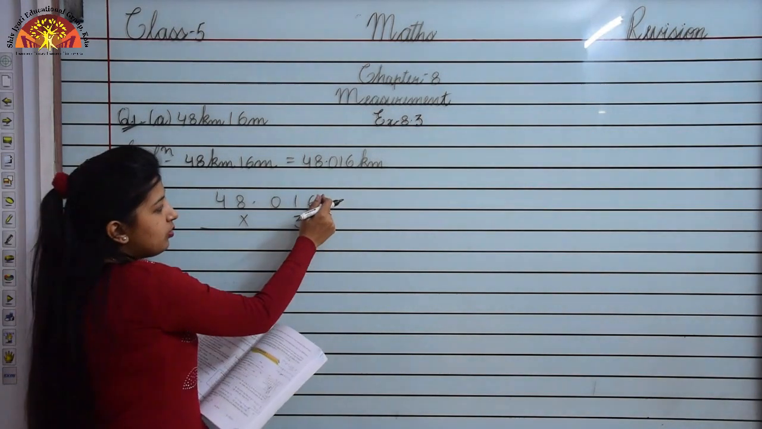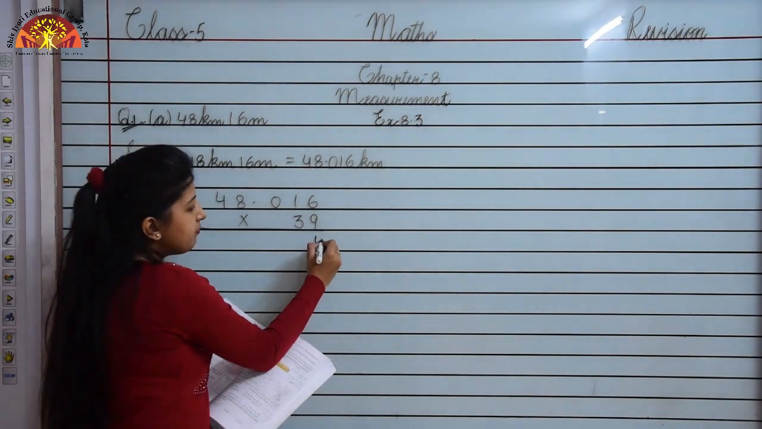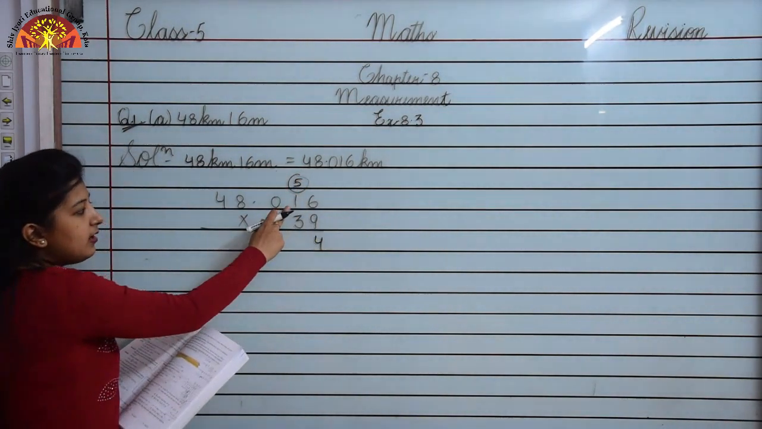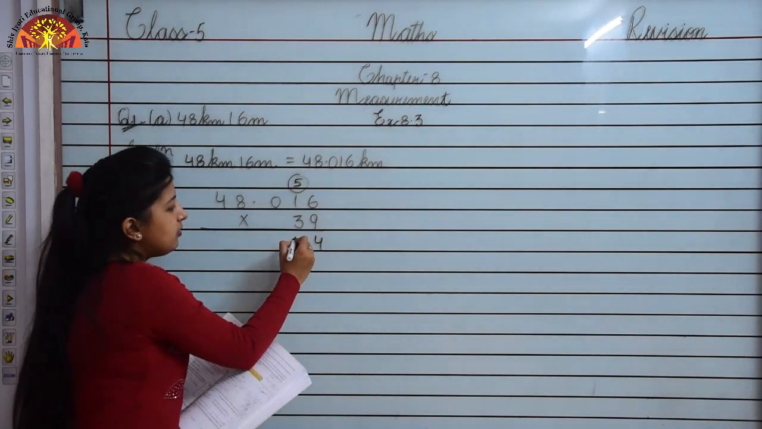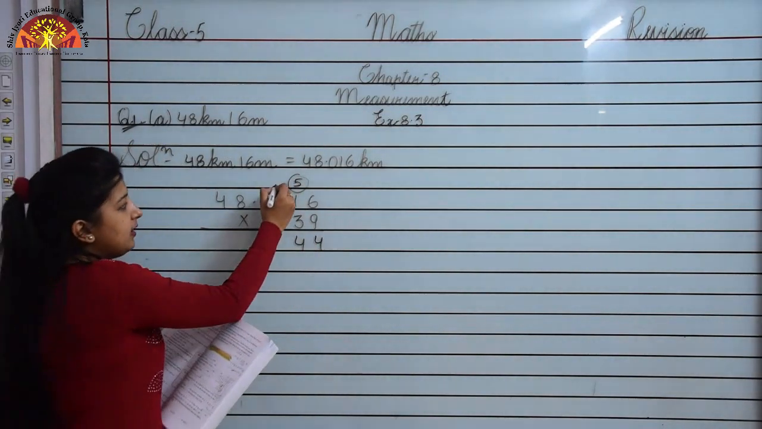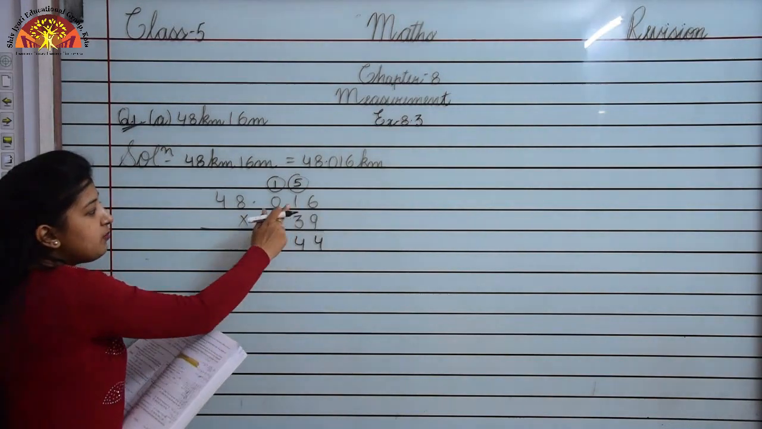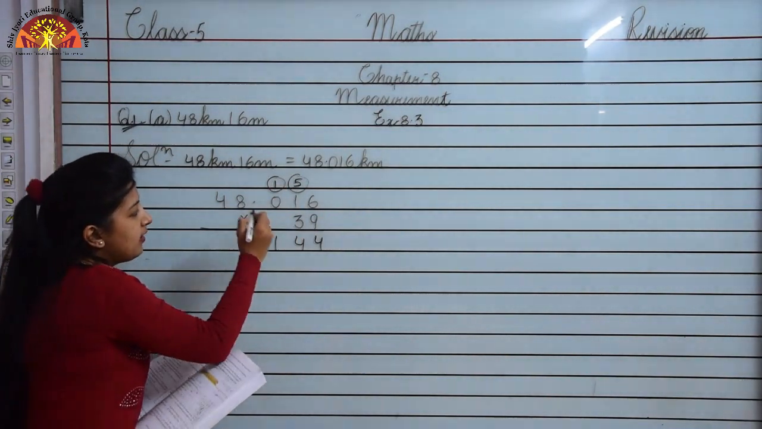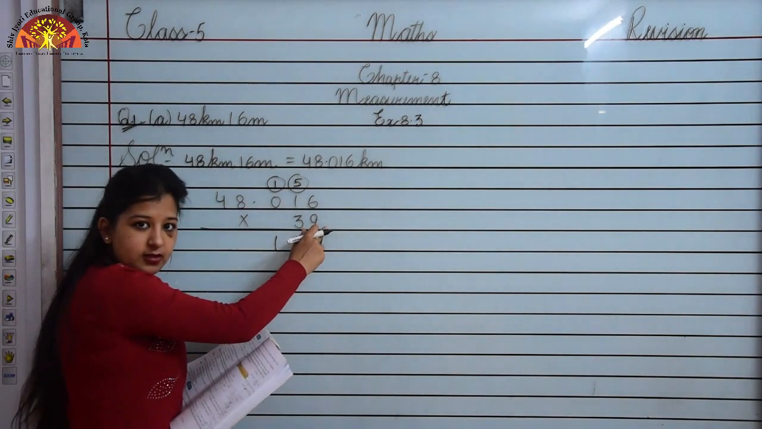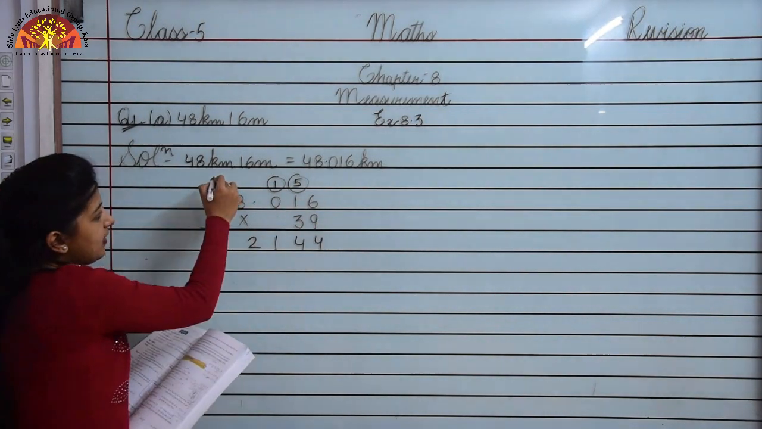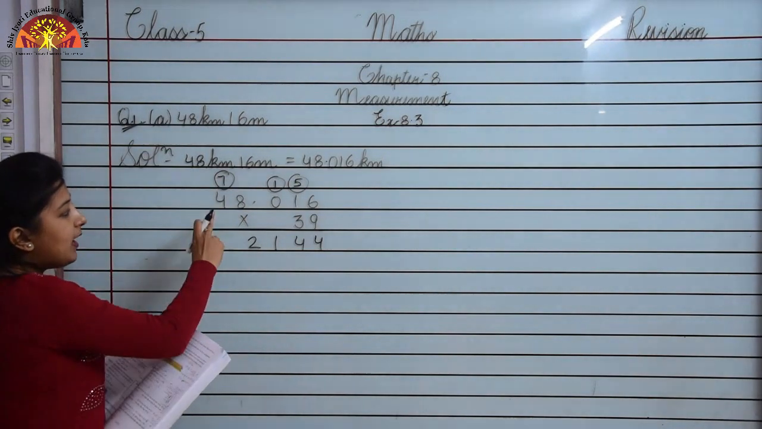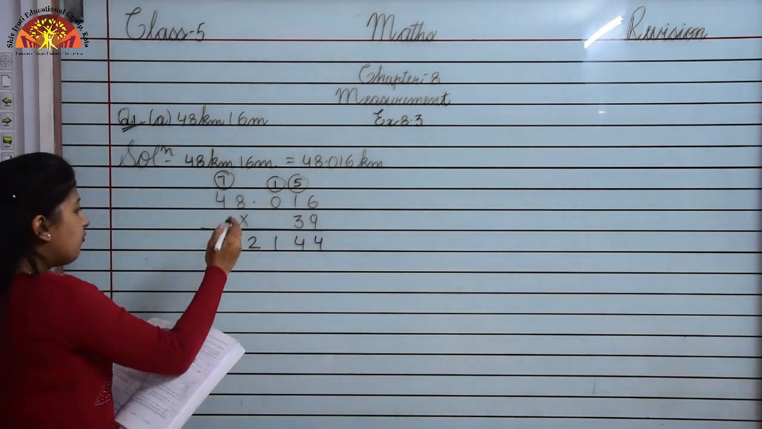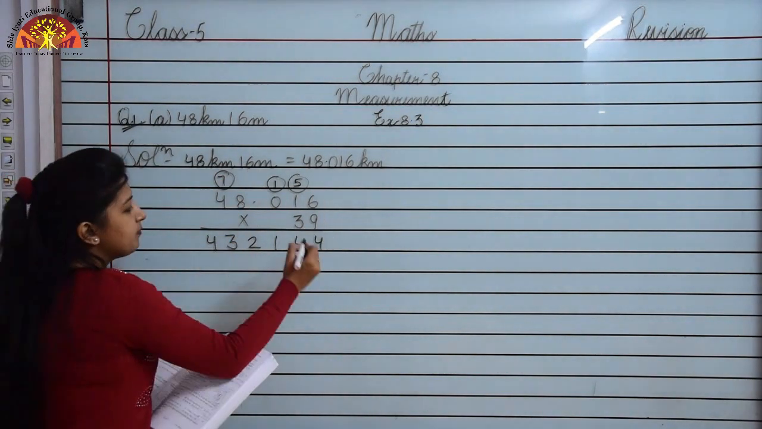Fine. Now 6 multiplied by 9 equals 54. So we will write 4 here and 5 is carry over. Now 9 ones are 9 and 9 plus 5 is 14. So we will write 4 here and then 1 carry over. Now 9 multiplied by 0 equals 0 and 0 plus 1 is 1. Now 8 nines are 72. So we will write 2 here and 7 carry over. Now 4 nines are 36 and 36 plus 7 is 43.